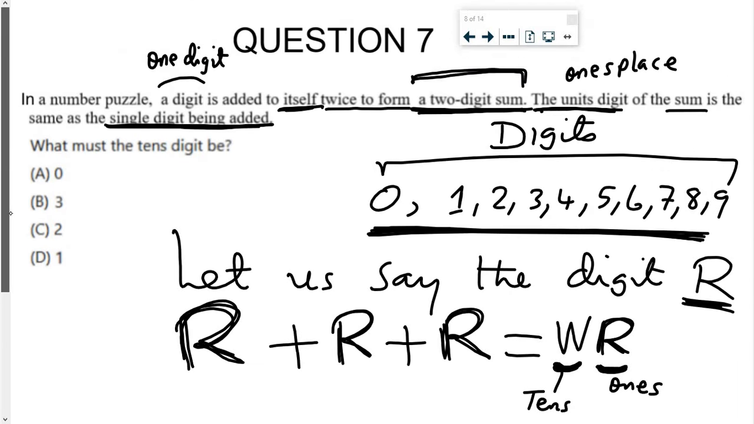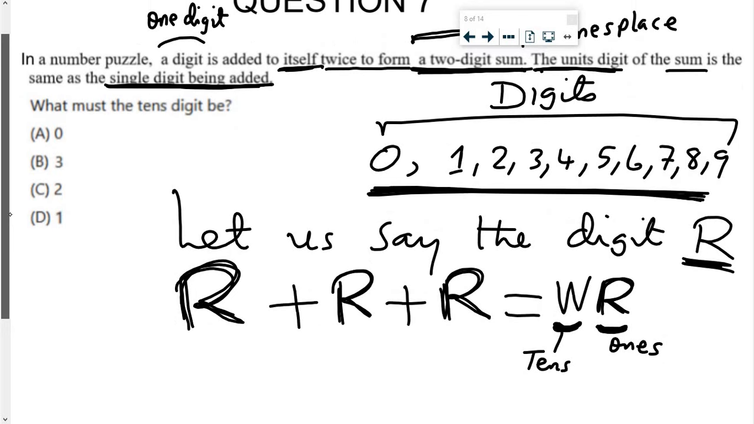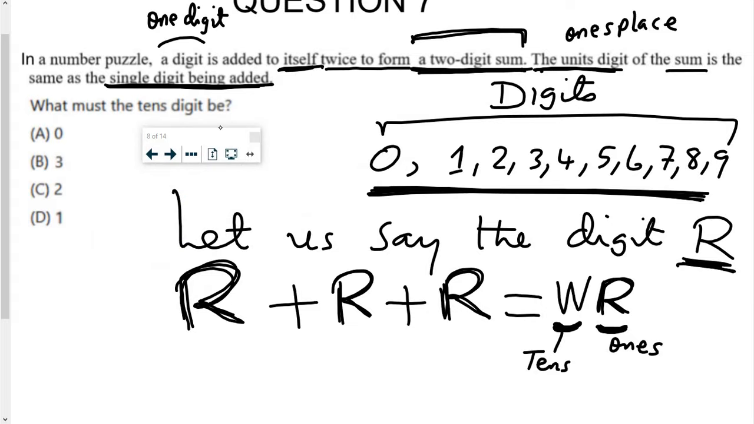Now, I repeat this question. In a number puzzle, a digit is added to itself twice. So let us say the digit is R, and that digit is getting added to itself twice. The unit digit of the sum is the same as the single digit being added. Now the question is, what must the tens digit be?